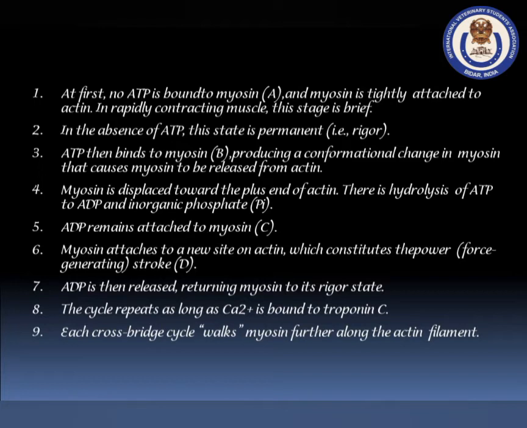Myosin attaches to a new site on actin, which constitutes the power stroke. ADP is then released, returning myosin to its rigor state. The cycle repeats as long as calcium is bound to the troponin C. Each cross bridge cycle walks myosin further along the actin filament.